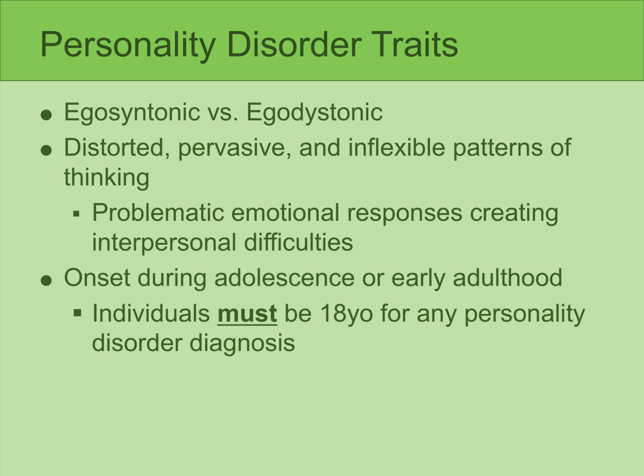Now, for personality disorders, the onset is always going to be in late adolescence or early adulthood. You have to be 18 to be diagnosed with a personality disorder. That is one of the criteria for every personality disorder, that the patient be at least 18 years old.